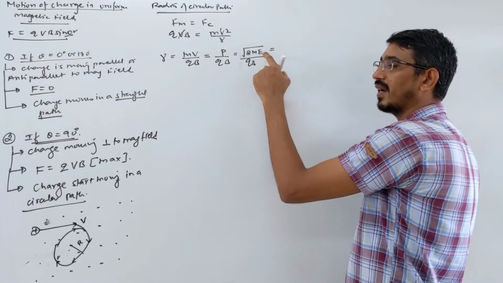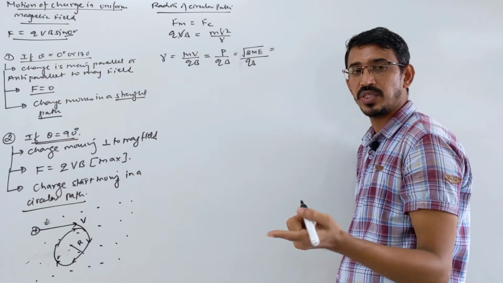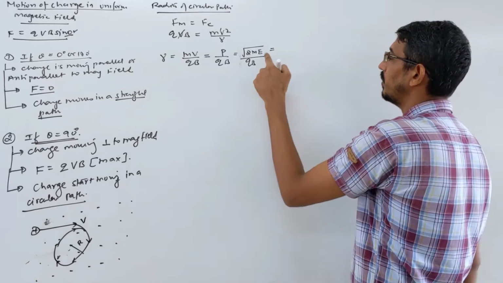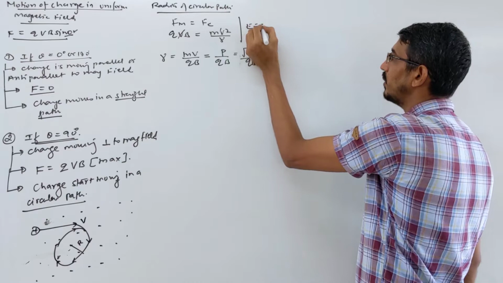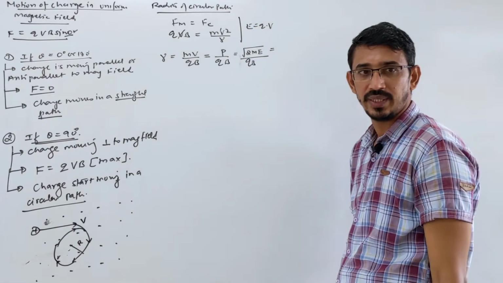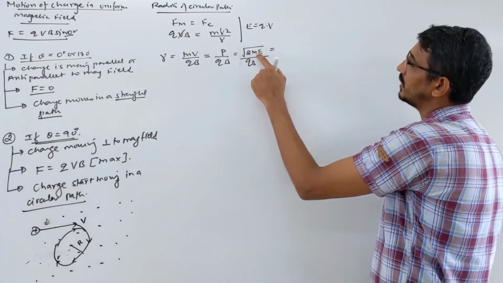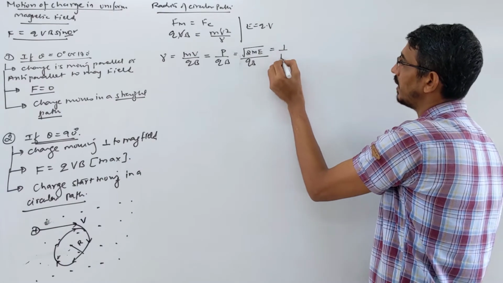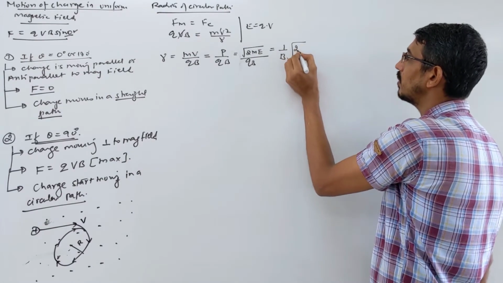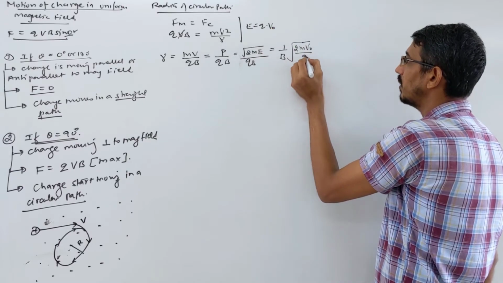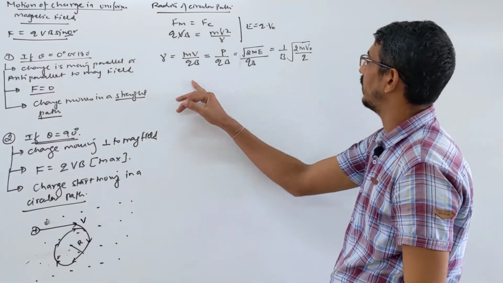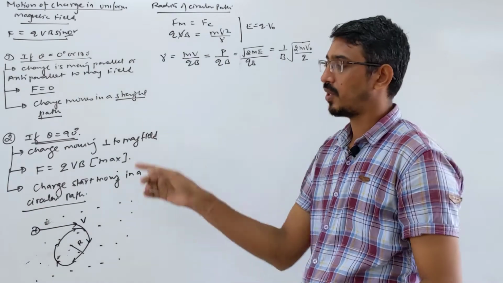Or you can write this in terms of potential also. Potential energy is charge into potential, so instead of E you put qV. One charge gets cancelled, so you can simply write 1 by B root 2mV upon q, where V is the potential. So for radius of the circular path you have these formulas.